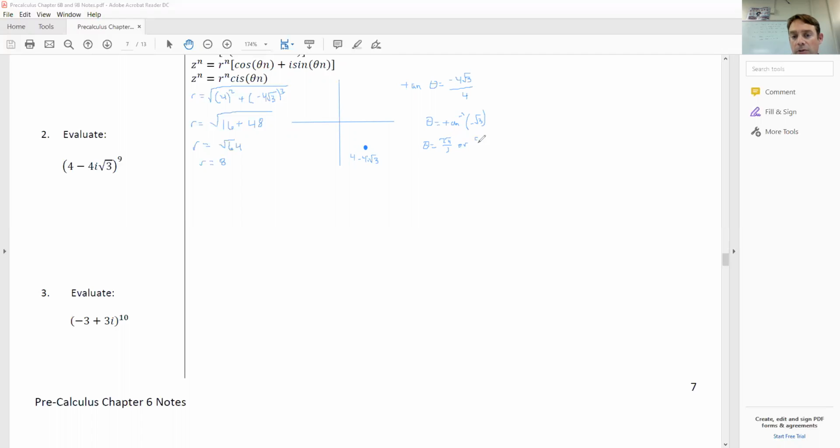So we learned our unit circle, we got it down. We're kind of looking at where this could be now. And since I'm in quadrant 4, the angle that I want is 5 pi over 3.